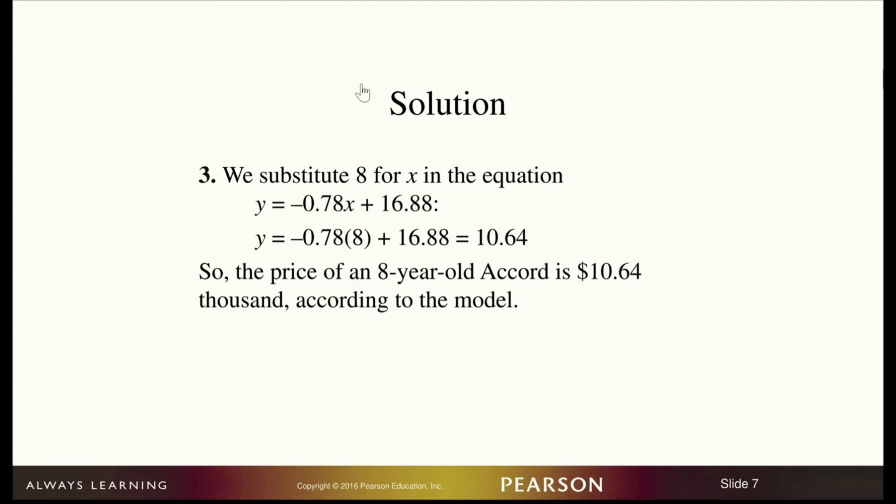Next, we are asked to find out what the model will predict an 8-year-old Honda Accord to be priced at, right? Notice that we have the model right here. We're just going to replace the x with 8, right? The age. So we end up with 10.64. So basically $10.64 thousand dollars for an 8-year-old Accord according to the model, right?